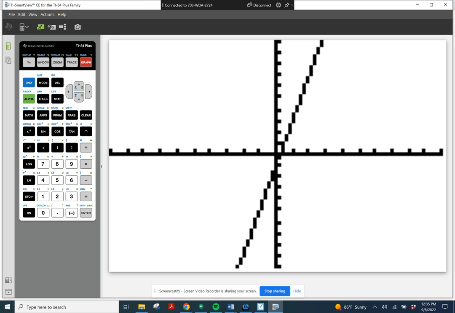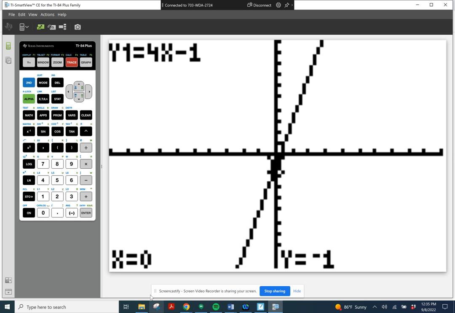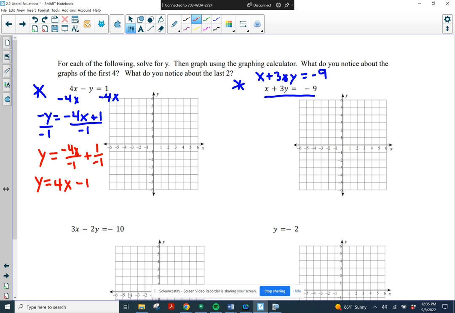It graphed a line. And if I trace that line, I can see, oh, look, the point 0, -1. Okay, so I'm going to go back to my notes. My y-intercept is -1. Remember, this is your y-intercept. This is y equals mx plus b. And the b is the y-intercept. And the m, the slope, is 4, but I could look at that as being 4 over 1.